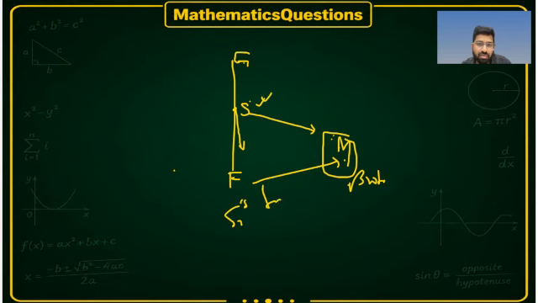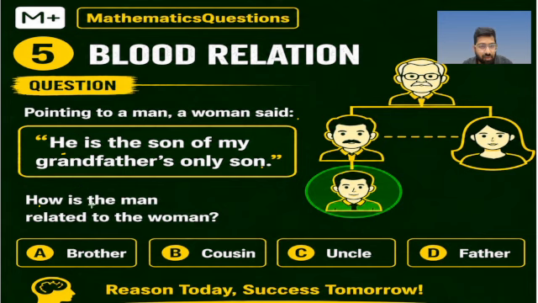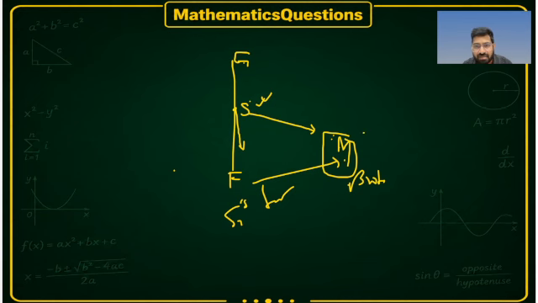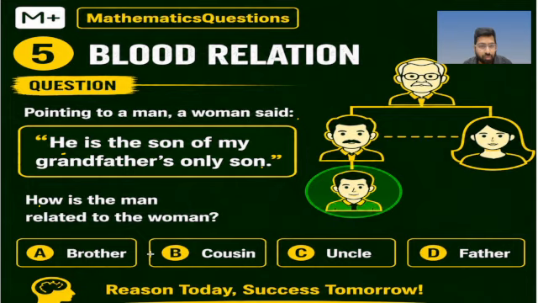Let's look at what the exact question is asking for. The exact question is asking, how is the man related to the woman? How is this man related to this woman? That means he is the brother of this female. So the option brother is the correct answer.